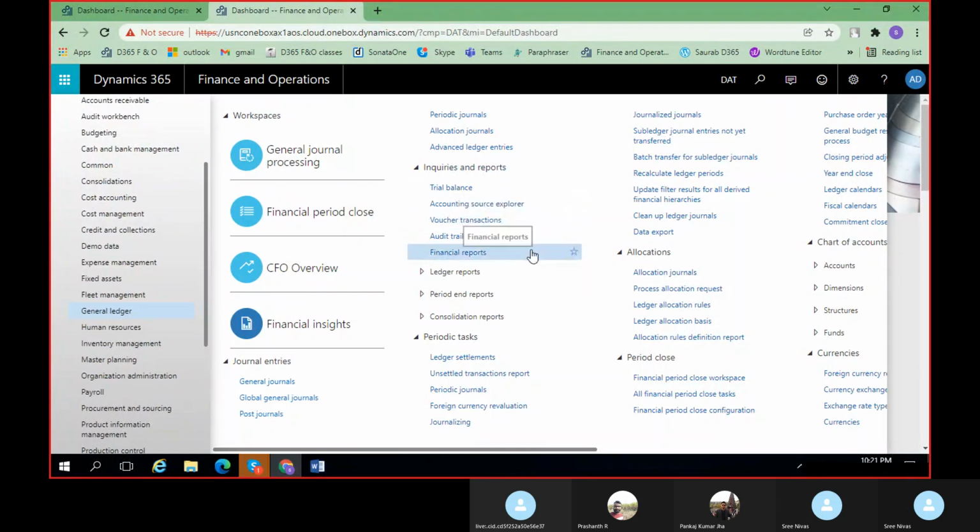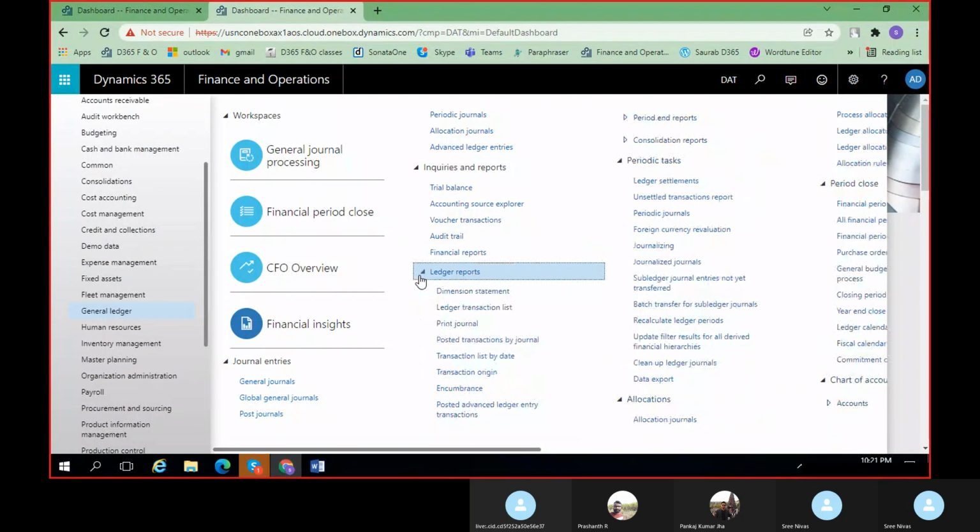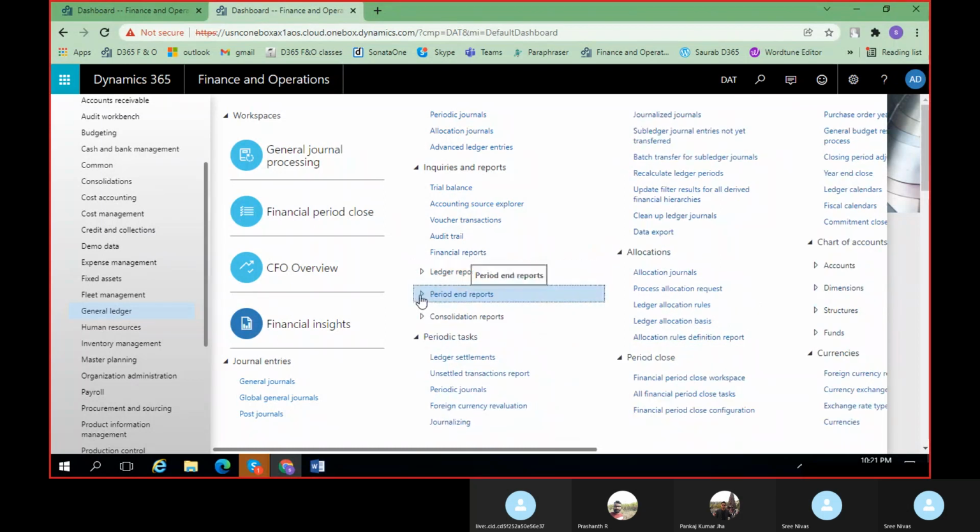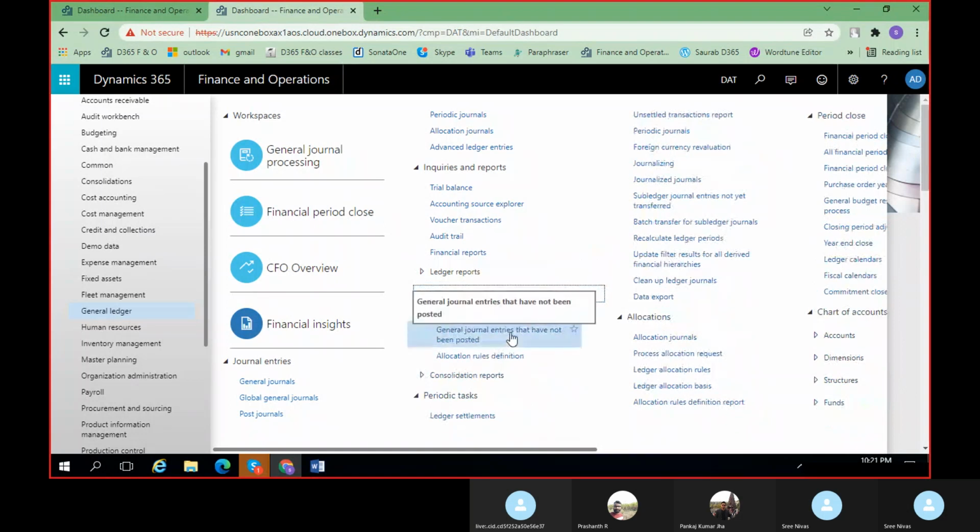This is related to financial reports. This is like the P&L and the balance sheet. Under the ledger reports, we can see dimension statement. So dimension statement, I hope you remember, I was explaining, right? You can pull the report as per a specific dimension, or a specific branch, or a specific cost center, like that. And the ledger transaction list, print journal, post transactions. These are related to ledger reports. The period end reports, that is, we have to prepare month end and the period year end closing reports, right? Those reports will be a part of this module.